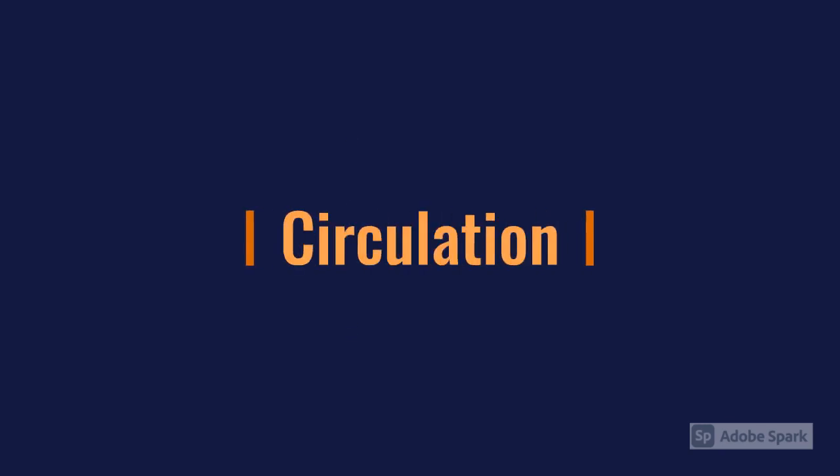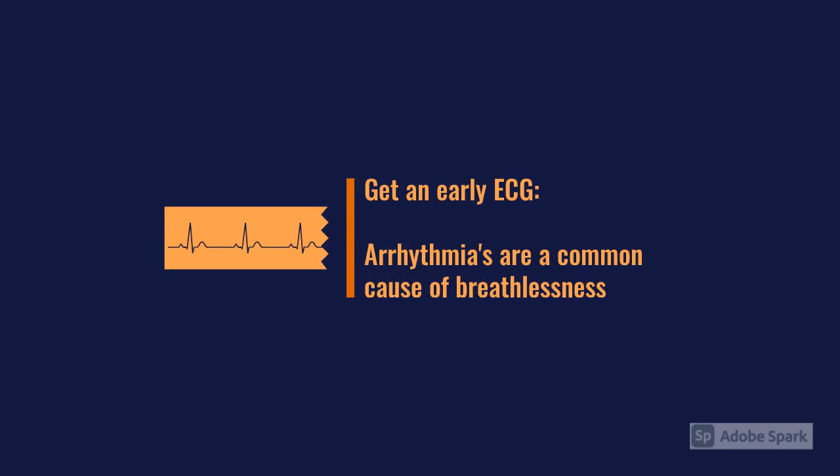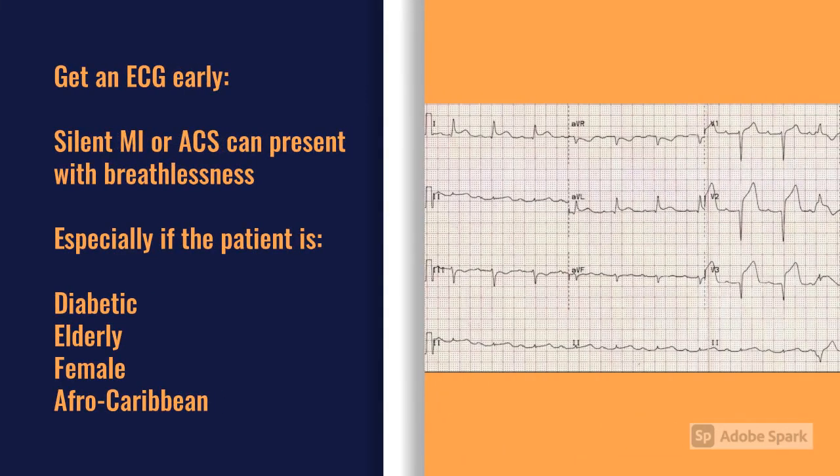So again, we're going to have a quick feel of their peripheries. Are they warm? Are they cold? Cap refill time as well, centrally. Heart rate, obviously, and blood pressure as well. Getting an early or an urgent 12-lead ECG, because arrhythmias are a common cause of breathlessness, or the sensation of breathlessness. And equally, you may well have an MI in the absence of pain. So if you're a diabetic patient, if you're elderly, if you're female, and if you're Afro-Caribbean, these patients generally have presentations less focused on pain, and there's often other things going on. So just have a quick look there at an ECG.